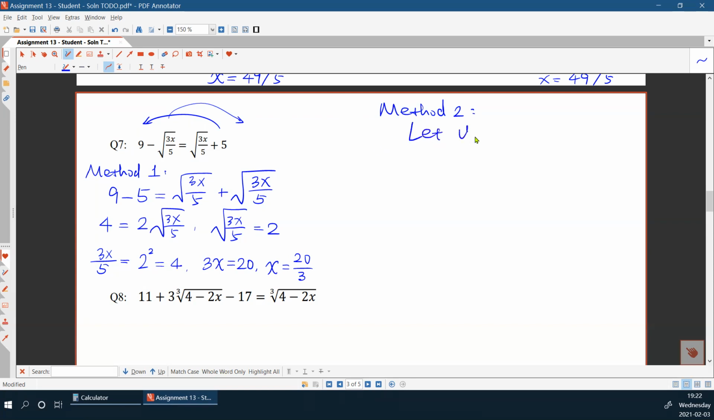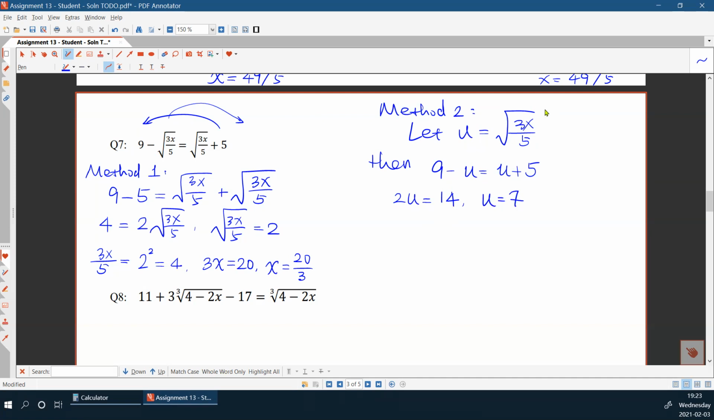So we can use a letter U to denote the complex expression here. Let U be square root 3x over 5. So the original equation becomes 9 minus U equals U plus 5, right? And this equation looks simpler. And if we can solve U, we can then solve X because there is a connection between U and X, right? So here 2U equals 14. That means U is 7, right?